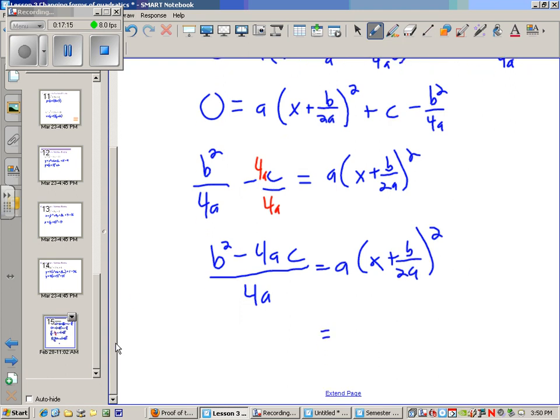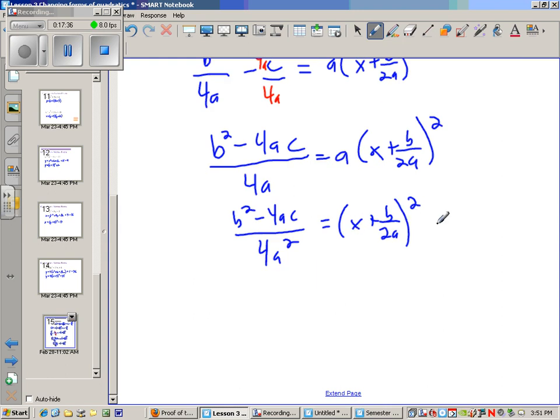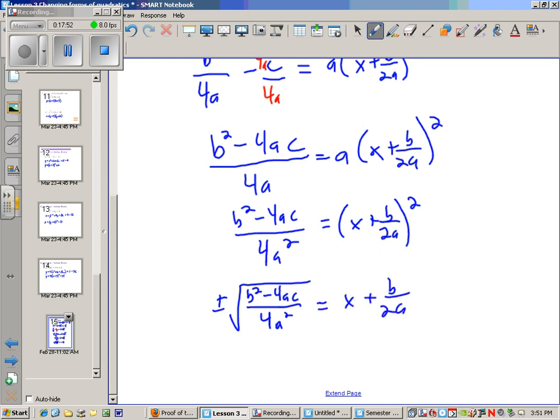Now here I divide both sides by a. So (x plus b over 2a) squared is going to equal b squared minus 4ac. If I divide this section by a, that's like putting another a in the denominator, so that would be 4a squared. Now I'll take the square root of both sides. So it'll be plus or minus the square root of b squared minus 4ac all over 4a squared is equal to x plus b over 2a.